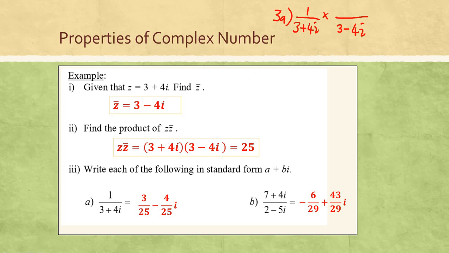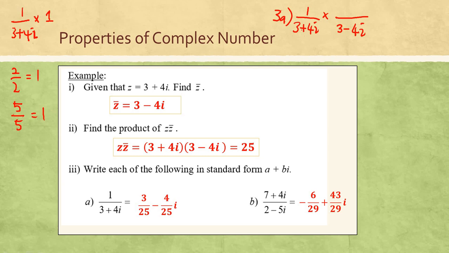So remember, if you want to create something like this, 1 over 3 plus 4i, you want to times with anything, you have to make sure you get back the same thing. So 1 over 3 plus 4i, you times with what number, you get back 1 over 3 plus 4i. You can only times with 1. Anything times 1, they get back the original form. So 2 over 2 is 1, right? 5 over 5 also 1. As long as you have this numerator and denominator same value, it is equals to 1.